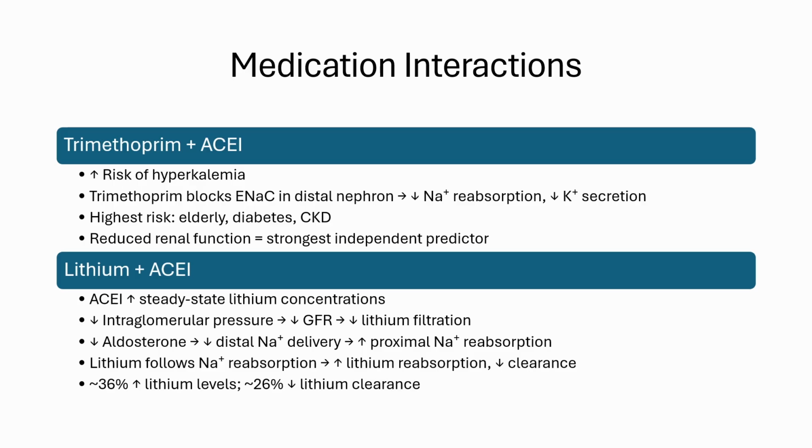ACE inhibitors can increase the steady-state serum lithium concentration. Because ACE inhibitors decrease intraglomerular pressure and reduce the GFR, this results in a decrease in filtered lithium, leading to lithium accumulation. ACE inhibitors also reduce aldosterone secretion, which decreases sodium delivery to the distal nephron and triggers a compensatory increase in proximal tubular sodium reabsorption. Because lithium reabsorption parallels sodium reabsorption, any medication that enhances proximal sodium reabsorption will increase lithium reabsorption and reduce lithium clearance.